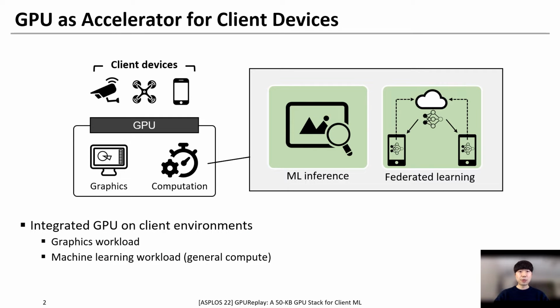Client devices are operating on mobile, embedded, and edge environments. They are often equipped with a powerful mobile GPU. Originally, the GPU was used for speeding up graphics rendering. However, with the increasing computation demands on client devices, the GPU is now actively used for accelerating general computation, notably machine learning workloads, such as machine learning inference and federated learning.